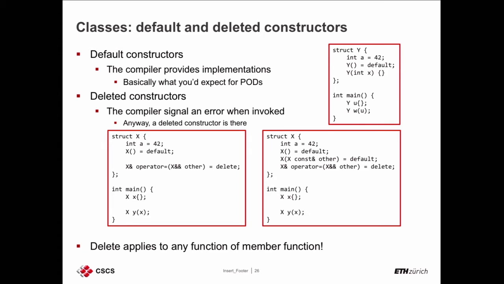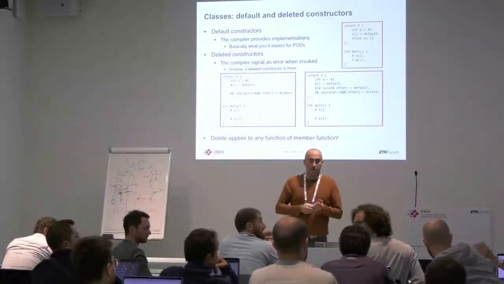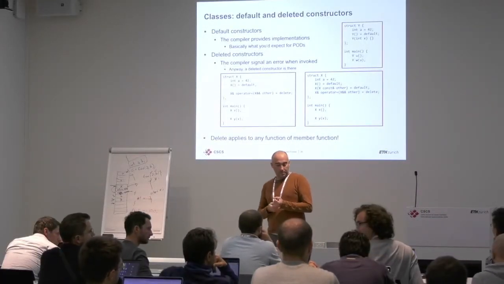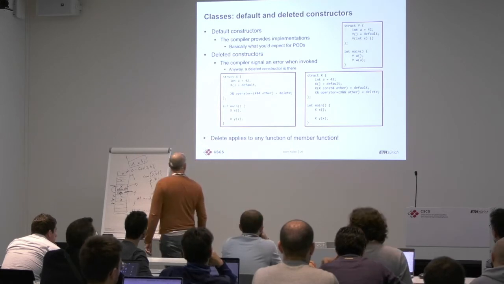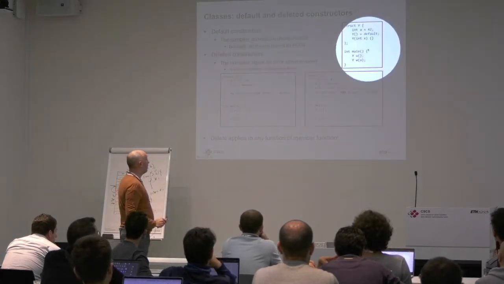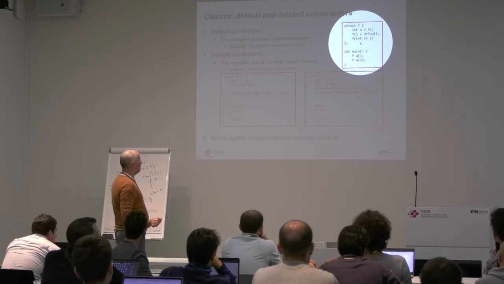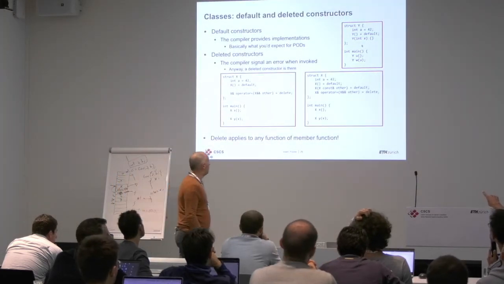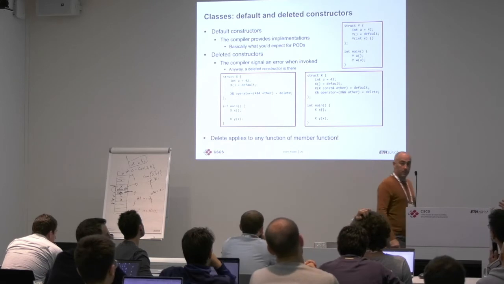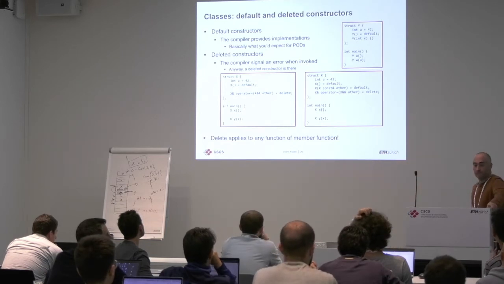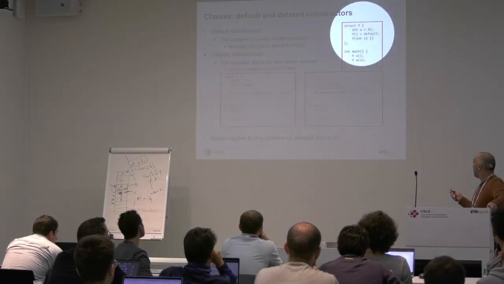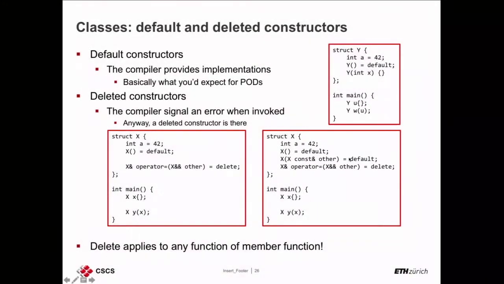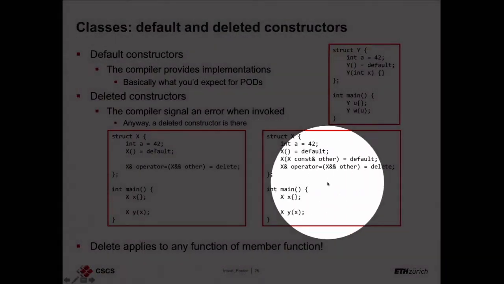Basically, in this slide, only for struct Y, the default constructor is meaningful, because without this default, the default constructor is not generated. Yes, exactly. Basically, we have a custom constructor already. For the others, for example, this is no different from x equals default.